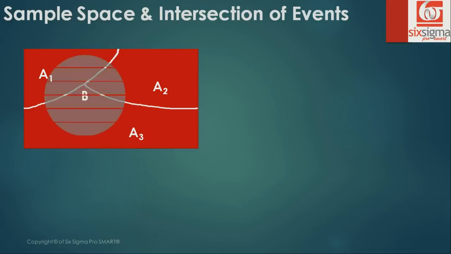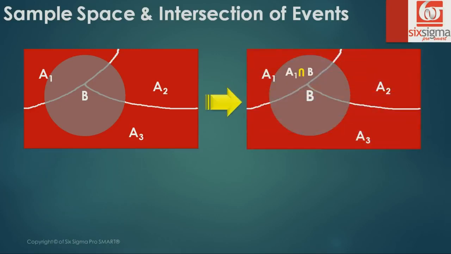Now let's say there's another event B that occurs. And you see, B has something in common with A1, A2 and A3. In fact, the portion of B common with A1 is A1 intersection B, the portion of B common with A2 is A2 intersection B, and the portion of B which is common with A3 is A3 intersection B.